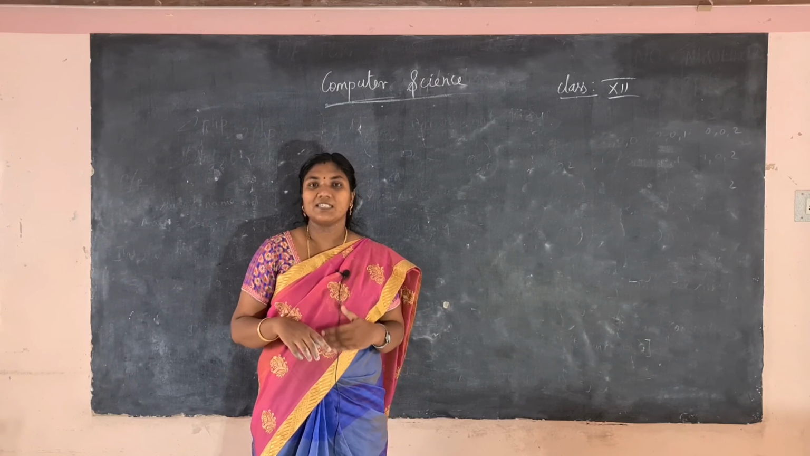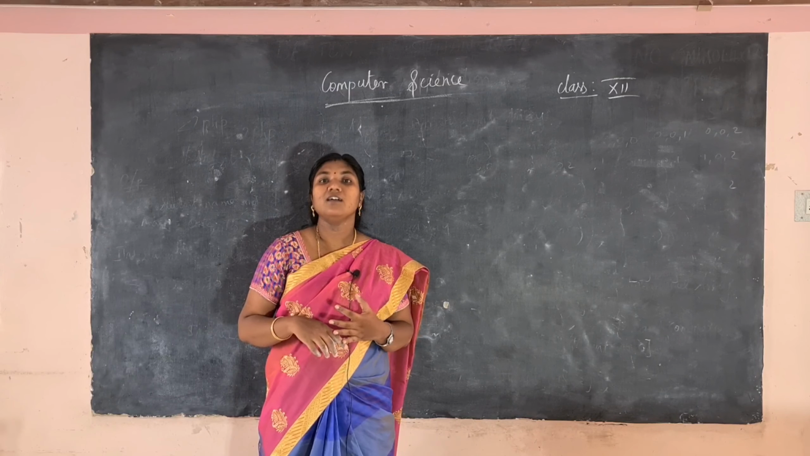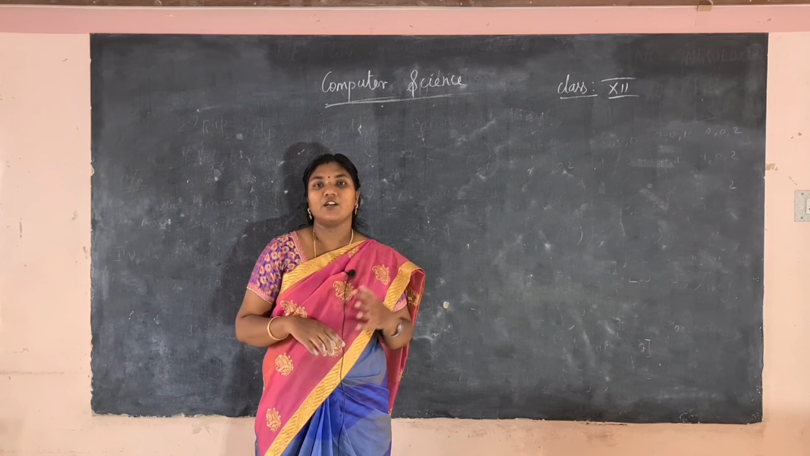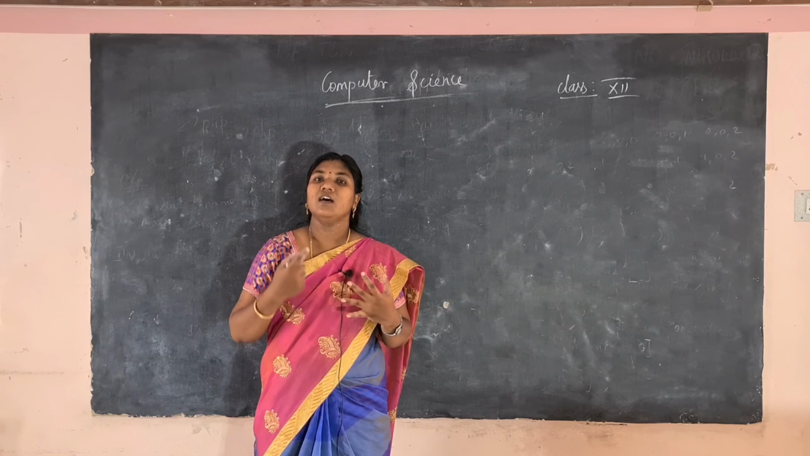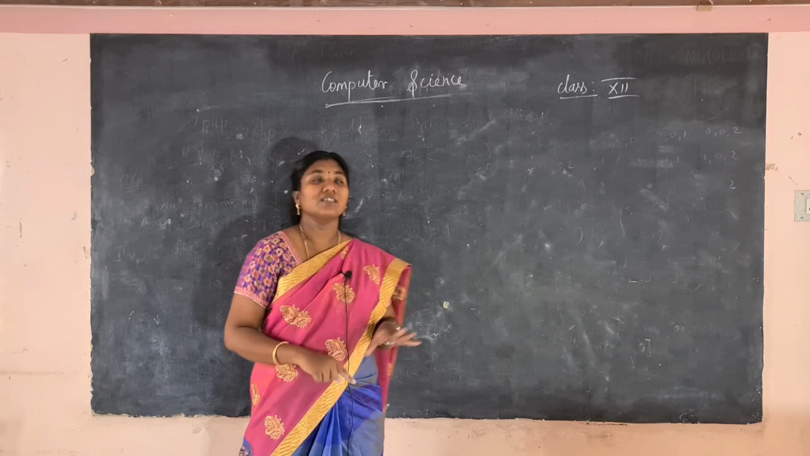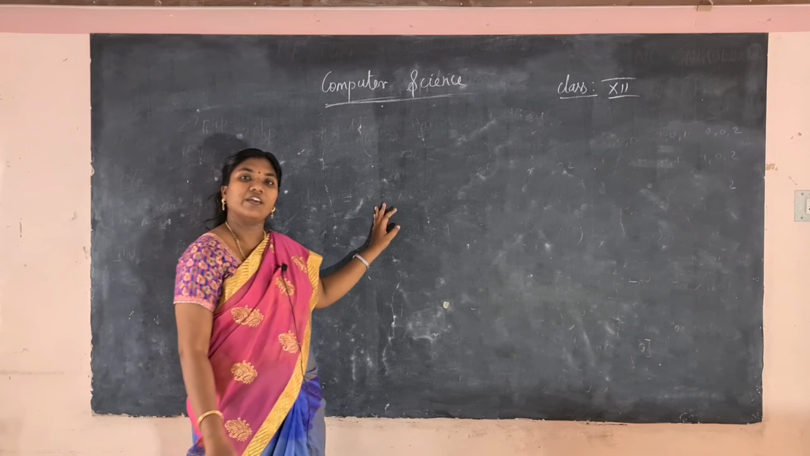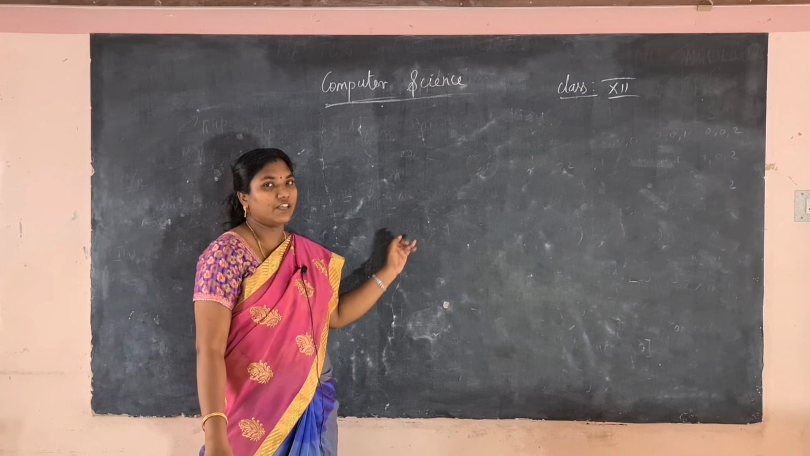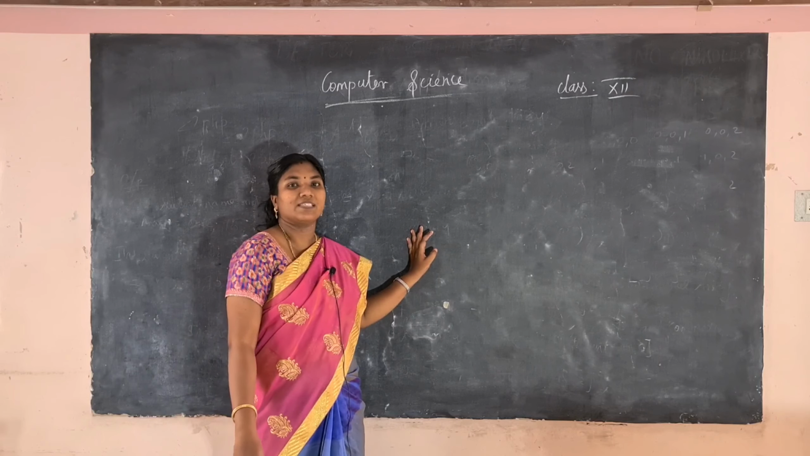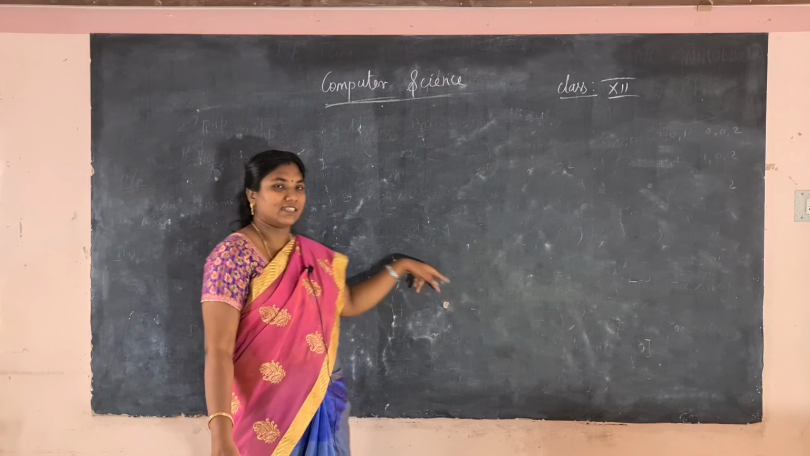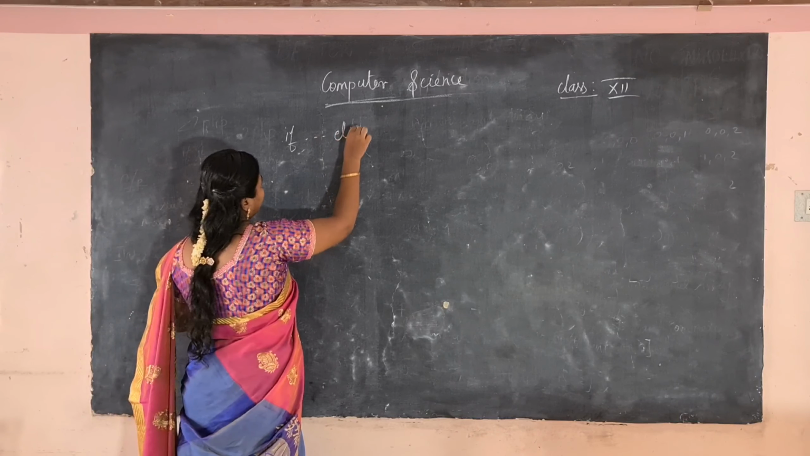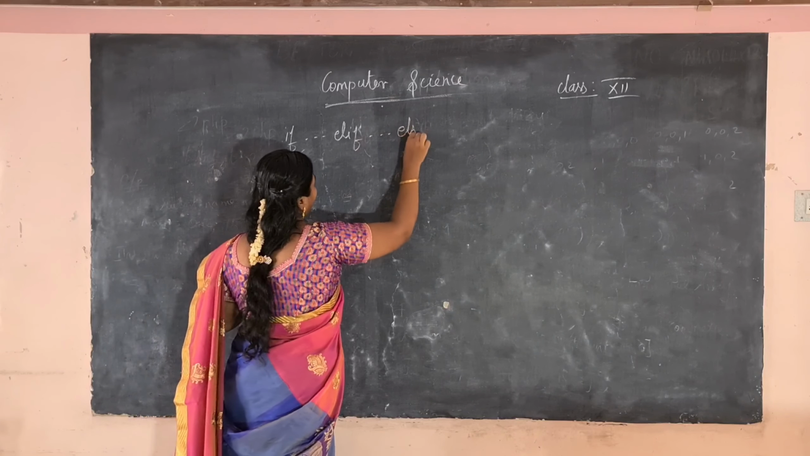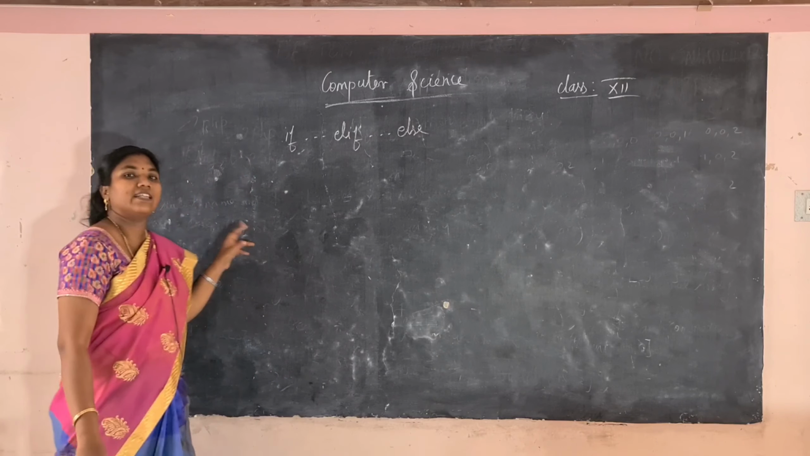In chapter 6 we are going to see about the control structures. In this chapter we will be covering the branching statements, looping statements and jump statements. In the last video we saw the if clause and the if else clause. In this video we will be seeing the if elif else clause.